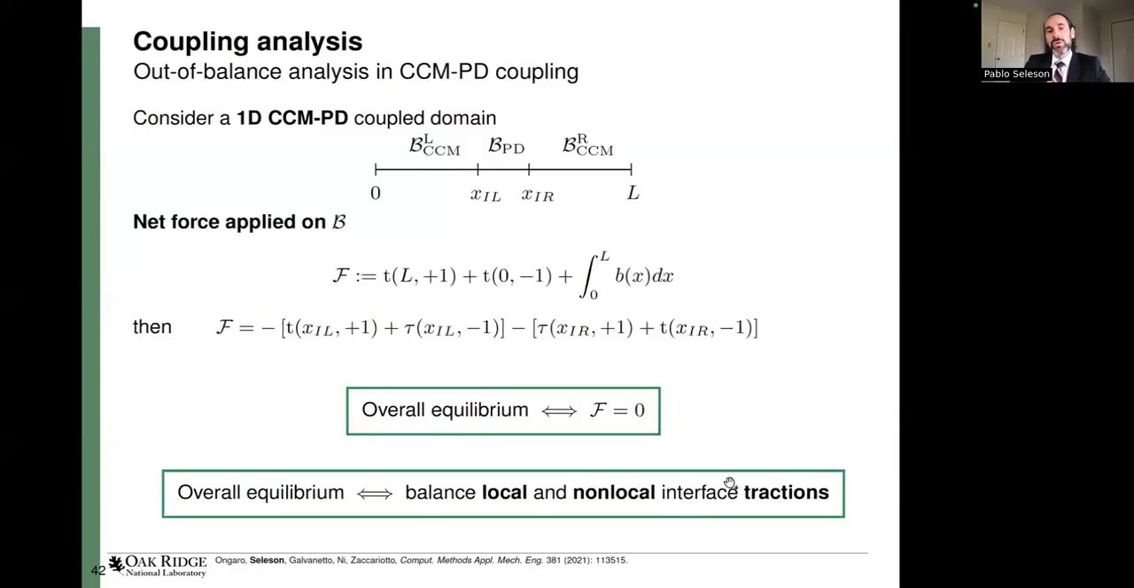So overall, the conclusion is as follows. We know that the net force applied on the body is the summation of the tractions plus the external forces, and because of the previous expression, this net force is equal to this combination of local and non-local traction at the two interfaces. Now, overall equilibrium requires the total force to be 0, meaning that we need balance of local and non-local interface tractions.